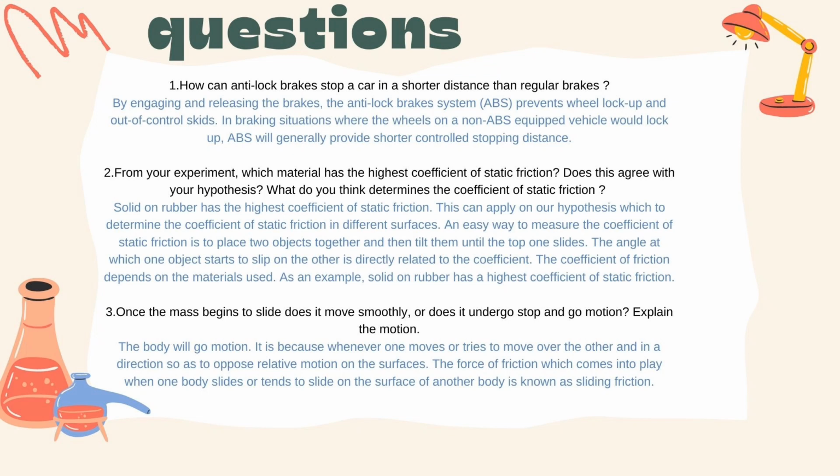Last of the questions, once the mass begins to slide, does it move smoothly or does it undergo stop and go motion? Explain the motion. So the answer is, the body will undergo stop and go motion. It is because whenever one body moves or tries to move over the other, the force acts in a direction so as to oppose relative motion on the surface. The force of friction which comes into play when one body slides or tends to slide on the surface of another body is known as sliding friction.